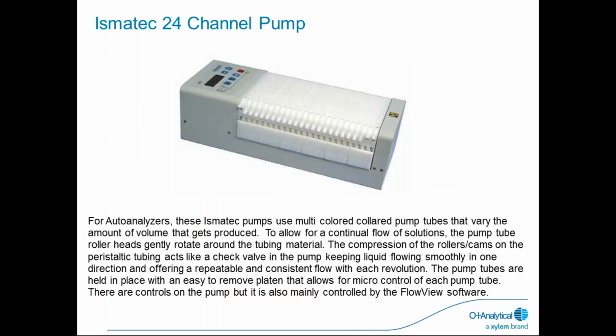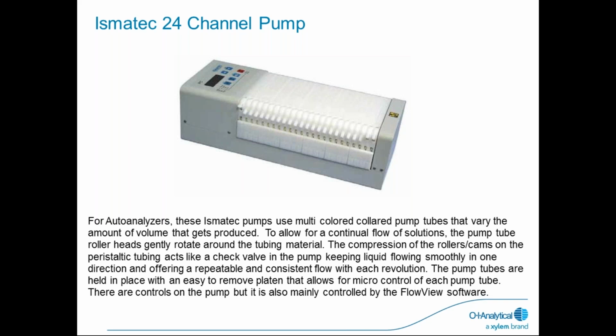We have a 24-channel pump, and that allows you to hook up multiple chemistries where you can do the easy swap out and plug and play. So for auto analyzers, the Ismatec pumps use multicolored pump tubes that vary in the amount of volume that gets produced. And to allow for a continual flow of solutions, the pump tube roller heads gently rotate around the tubing material. The compression of the roller cams on the peristaltic tubing acts like a check valve in the pump, keeping liquid flowing smoothly in one direction and offering a repeatable and consistent flow with each revolution.